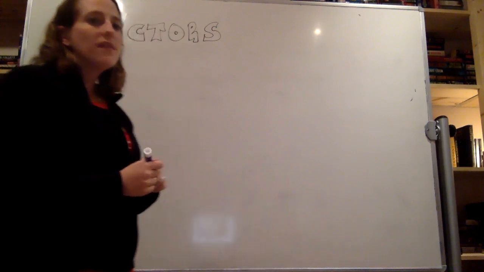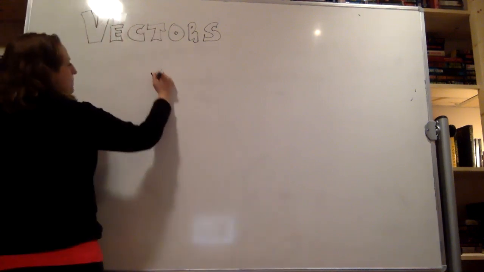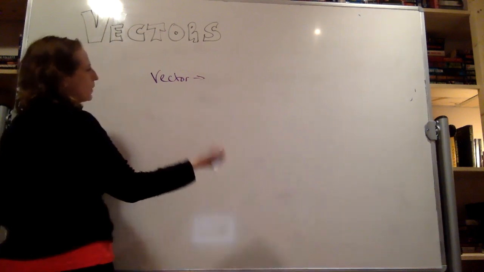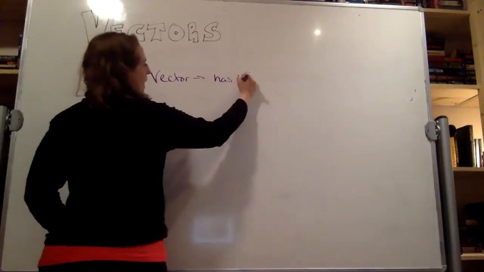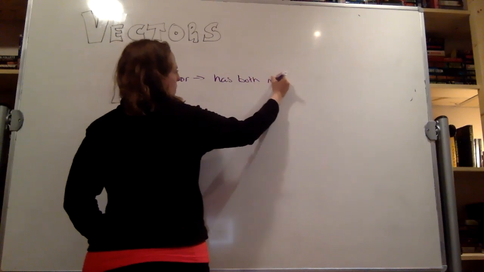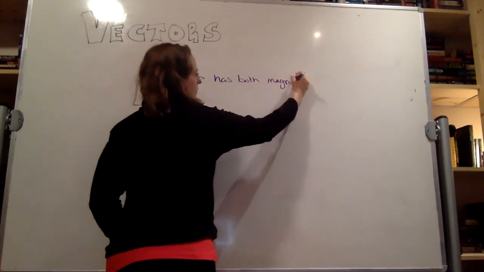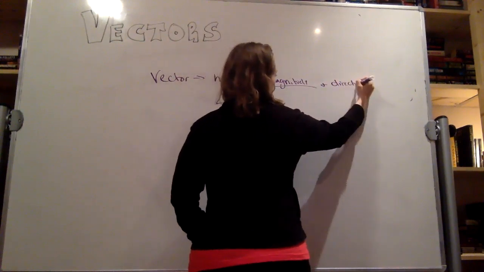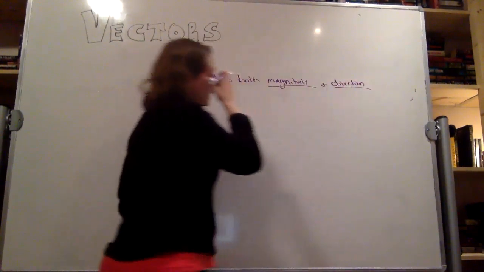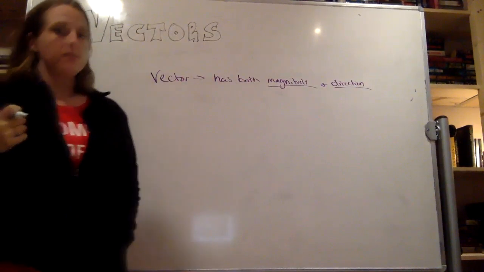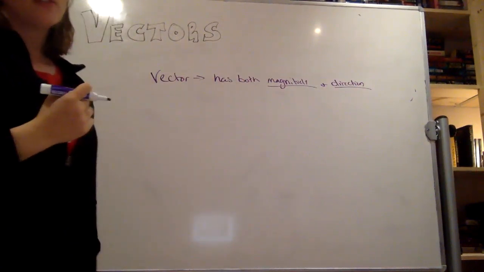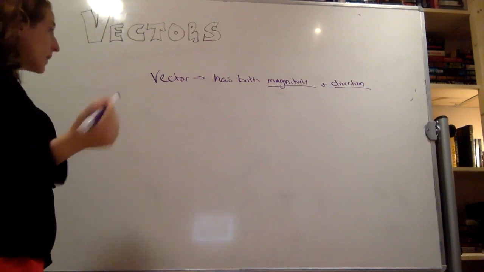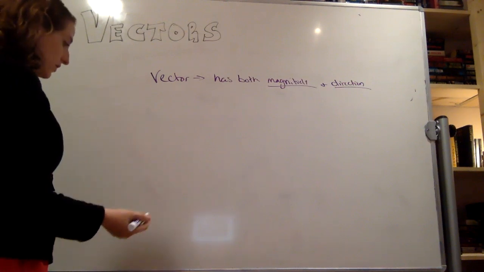okay? So a vector is a quantity or a thing that has both magnitude and direction. Okay. So something like 10 feet southeast has both magnitude and a direction. Okay. Now we are going to be representing vectors in two-dimensional space.